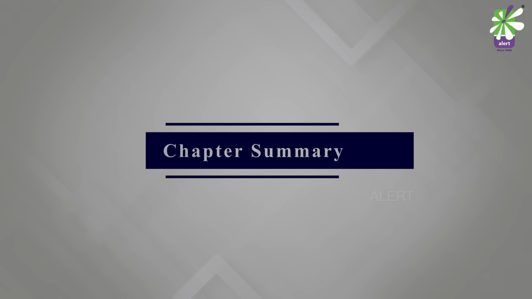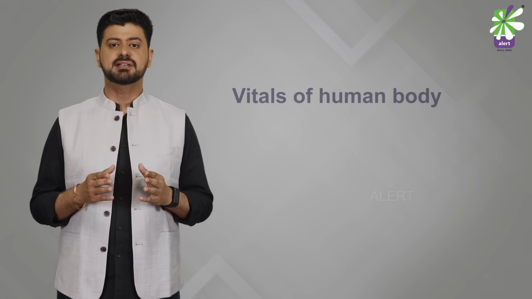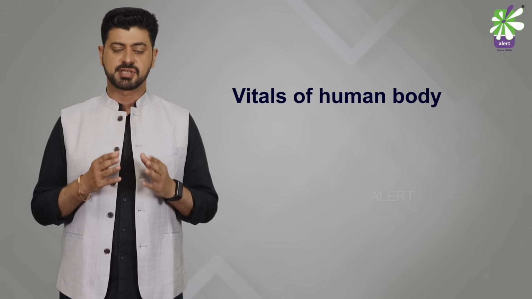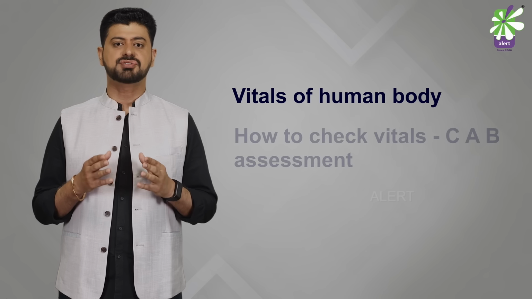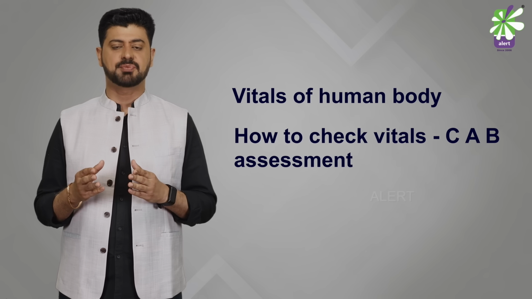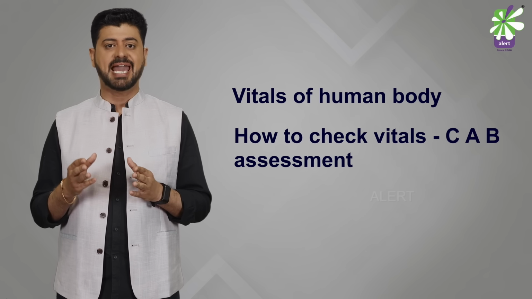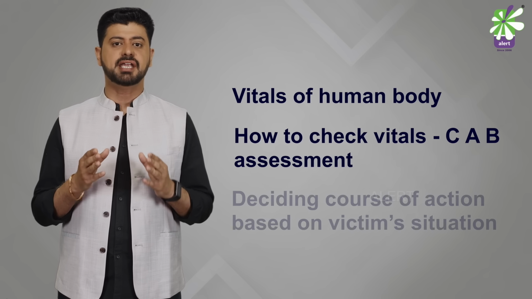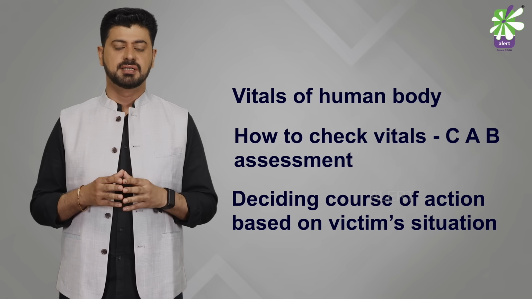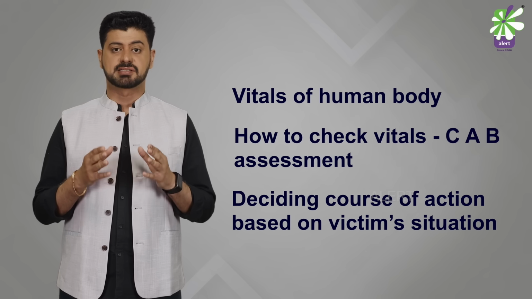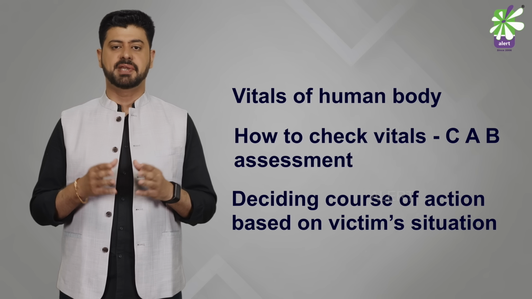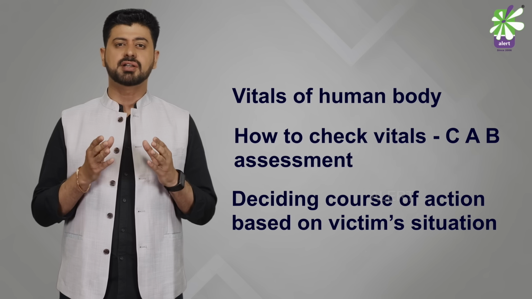Chapter Summary. In this chapter, you have understood the vitals of the human body, circulation, airway, and breathing. How to check for circulation, airway, and breathing, that's called CAB assessment. Deciding on course of action based on the consciousness of the victim. Let us learn about what needs to be done when a victim is unconscious.